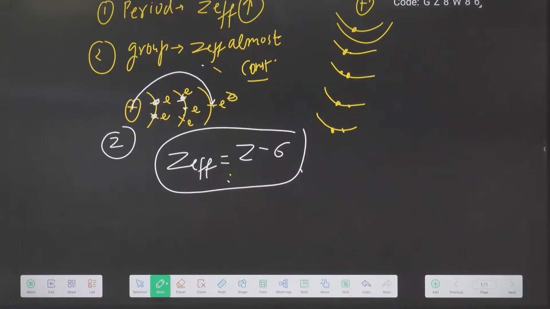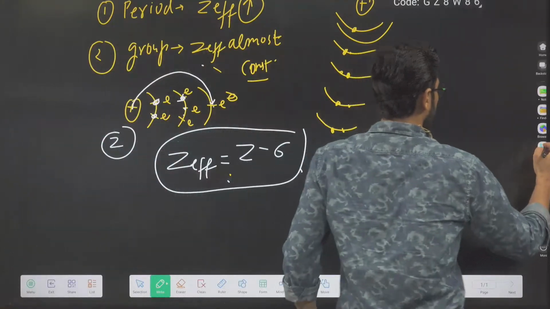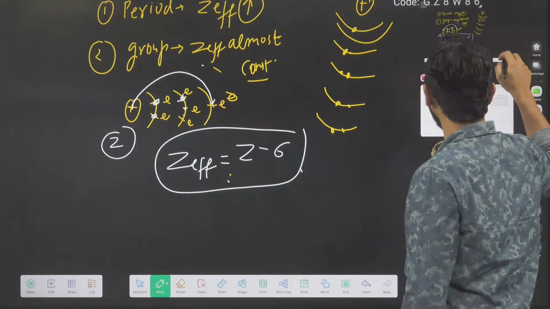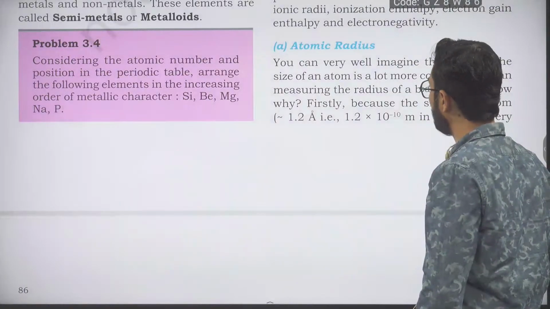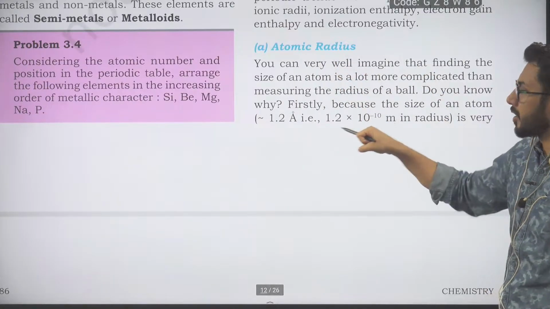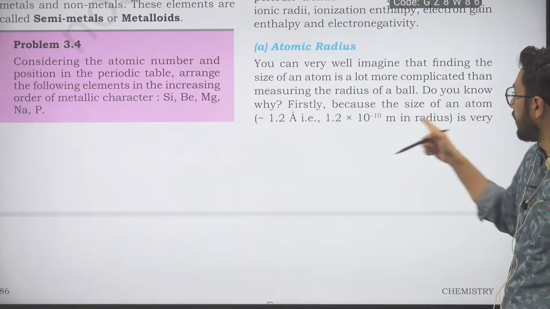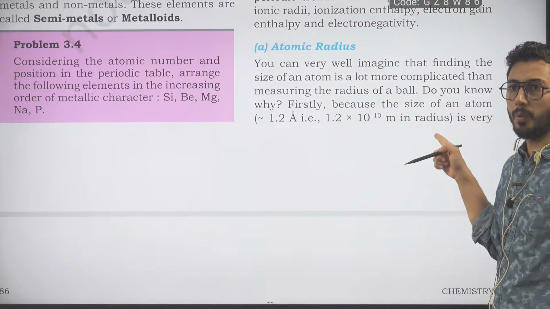Now, after this we have discussed atomic radius. Atomic radius we have discussed three types: covalent, metallic, and which one? Van der Waals. Right? That we've discussed. Atomic radius is the distance from the nucleus to the outermost shell where electrons are present, of the order of which one? 1.2 angstrom.